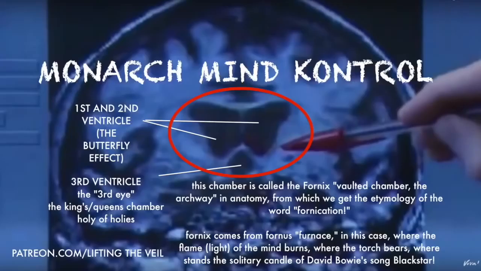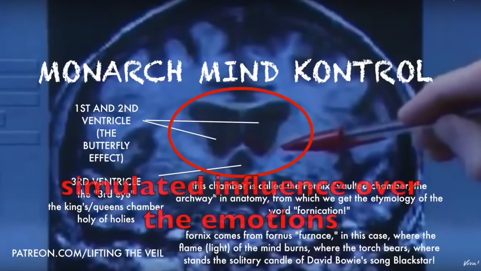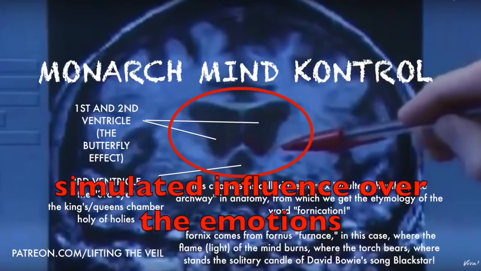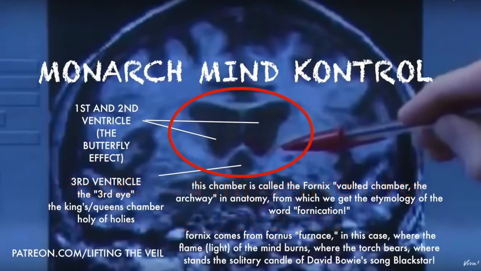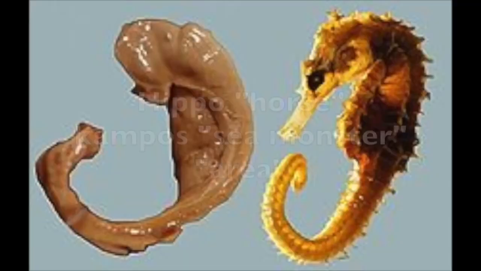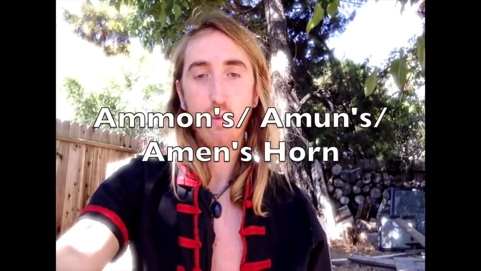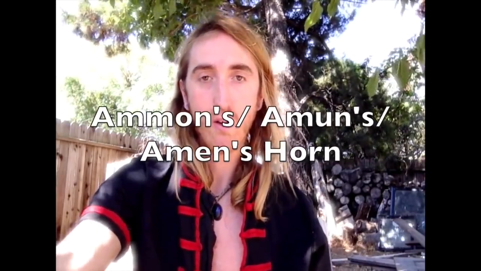And again, if you don't understand this, go back and see my previous video called Symbols and Power, discussing the elements in the symbols and the anatomy, the physiology of monarch mind control. So what we're seeing here in the center, what actually makes up the body of the monarch within the human brain, is called the first and second ventricle, which is the hippocampus of the human brain. It's the optic thalamus region. And the hippocampus is what we call Amun's horn.